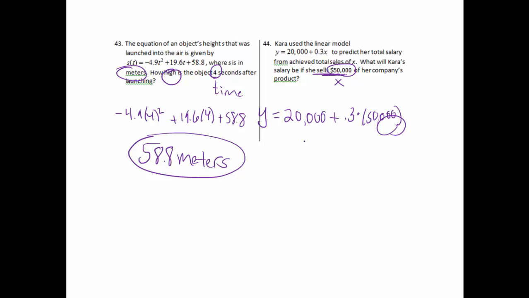20,000 plus 0.3 times 50,000. That is 35. Once again, it doesn't want me to write. $35,000, and it doesn't look like I'm going to write. Well, there we go. Okay. $35,000 would be her salary.